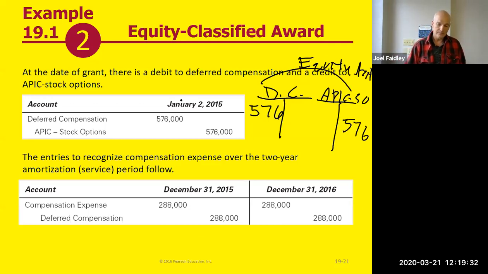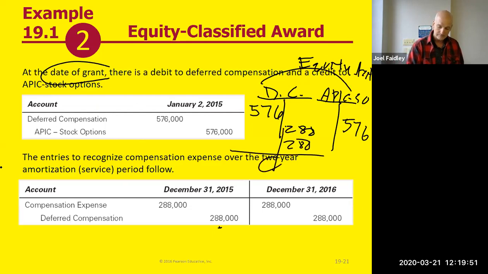That's when these options are at the date of grant. They can't exercise them yet. They've got to put those 2 years in. So each year, what are we doing? We're taking $288,000 out of this deferred comp, 288, and then 288, down to 0. And all that's left is my 576 sitting there in APIC stock options, waiting for them to be exercised.